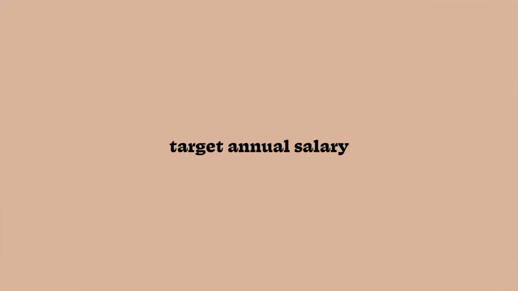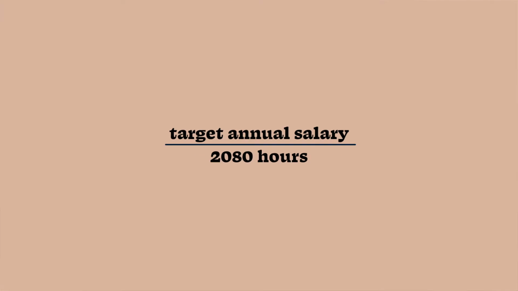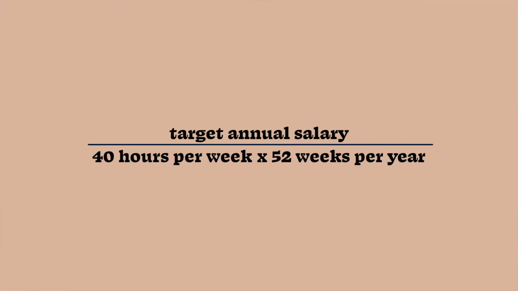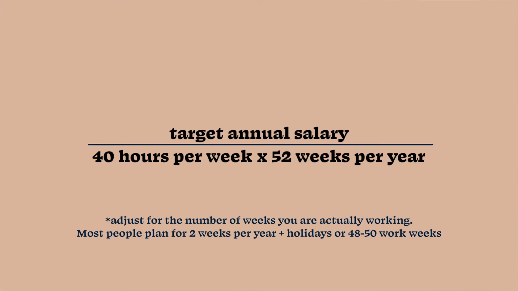So the very first one is hourly billing and sometimes day rates. The way that you would calculate your hourly rate would be figuring out what annual salary you would like to have, dividing that by 2080 hours. The way that you get this number is by multiplying 40 hours per week times 52 weeks per year, and that's how many hours you would be working in a given year.